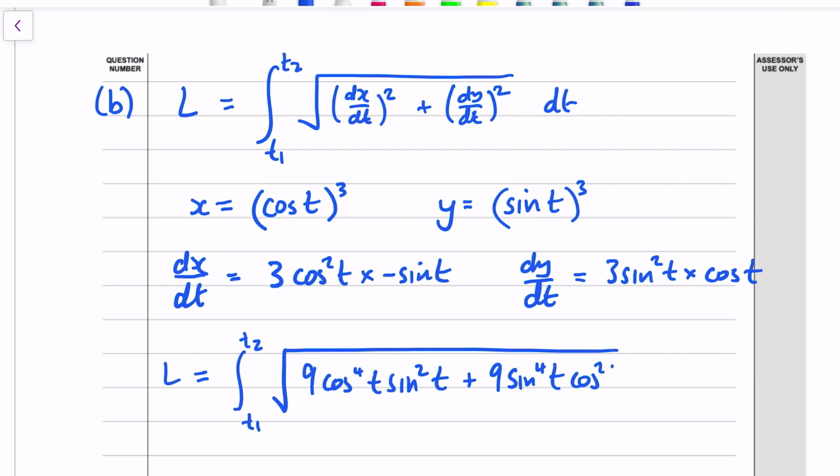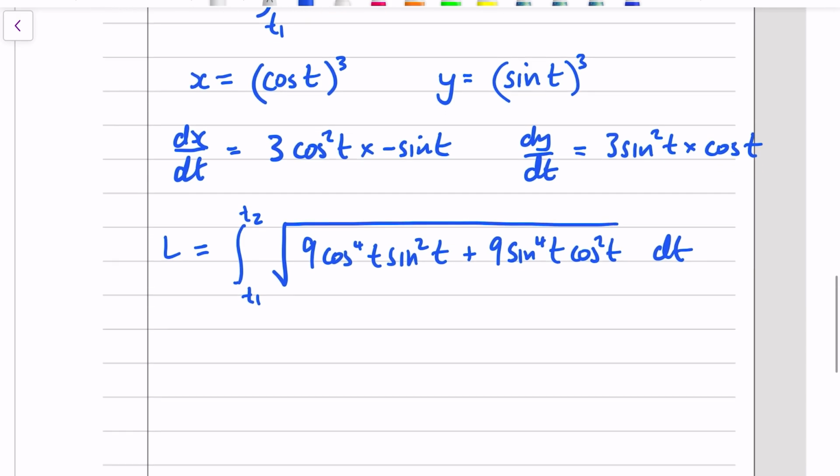Times cos squared dt. Now, when you look at this, you go, how the heck am I going to integrate this? Well, trig identities are helpful. So is some algebraic simplification. And the idea is that we've got a common factor underneath the square root. So we should use that.